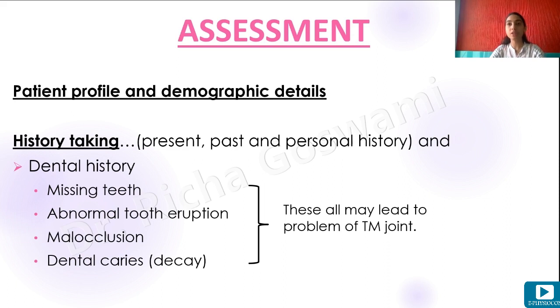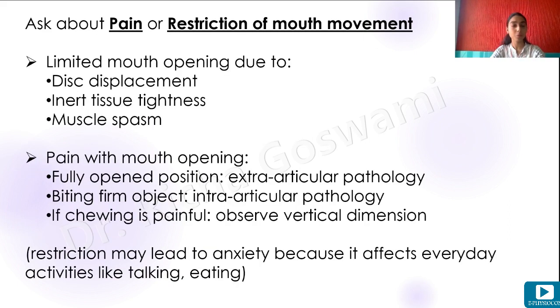For example, if a patient has pain in the left side lower molar, the patient becomes habituated to chewing on the right side. Now the pain is no longer there, yet the patient is still chewing on the right side only. Why? Because the patient is habituated to that chewing pattern, and this pattern may lead to TM joint dysfunction. So it is important to rule out this point.